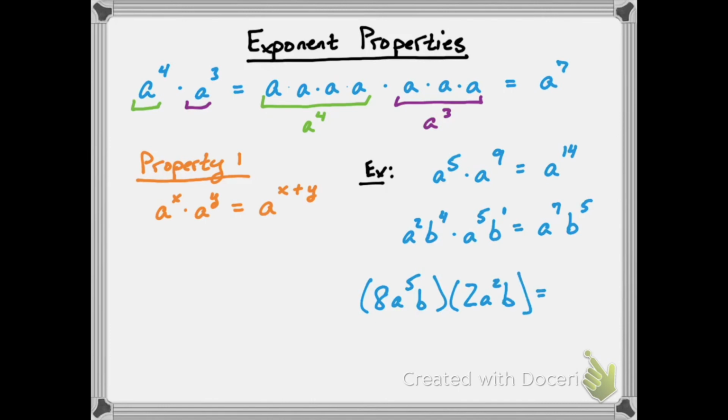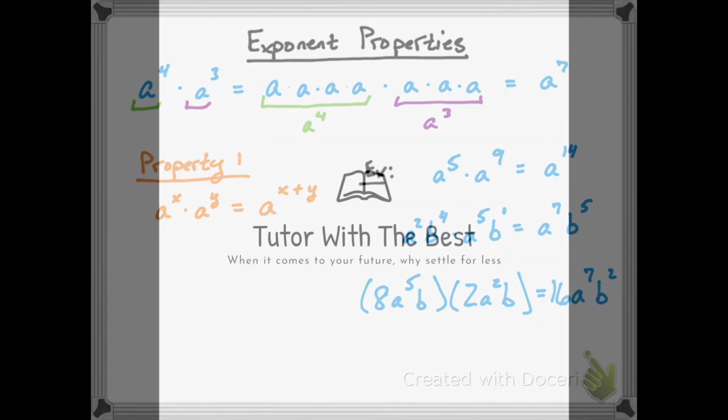In our last example, multiply 8 times 2 normally, which will get us 16. Use our newly discovered property to add our exponents and end up with a to the 7th, b to the 2nd.